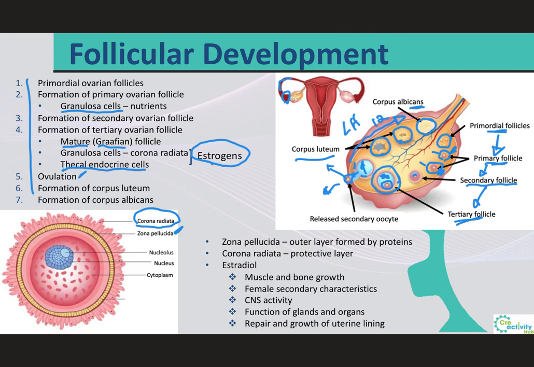and it will become a non-functional corpus luteum, producing this knot of pale scar tissue called the corpus albicans. The hormone estradiol is the most important estrogen, and it is going to be the dominant hormone prior to ovulation. Estrogen has several important functions, including the stimulation of bone and muscle growth, the maintenance of the female secondary sex characteristics. It will also affect central nervous system activity, including sex-related behaviors and drives. It will maintain the function of the reproductive glands and organs. And lastly, it will initiate the repair and growth of the uterine lining during the uterine cycle.